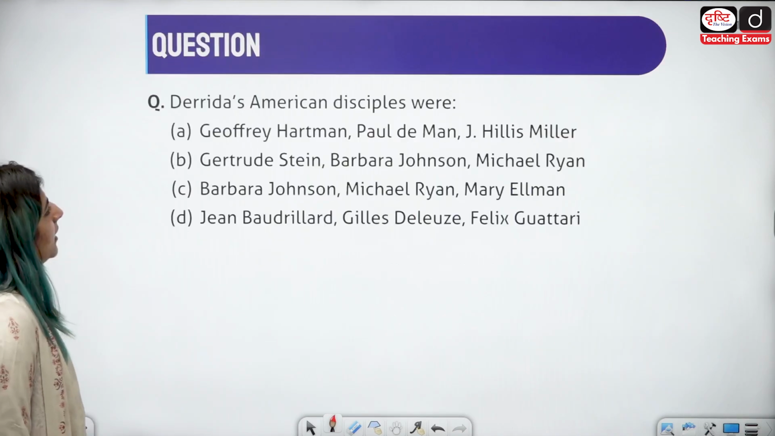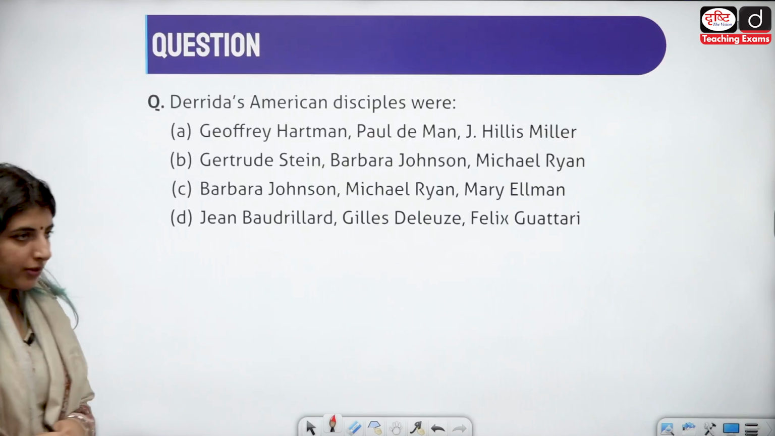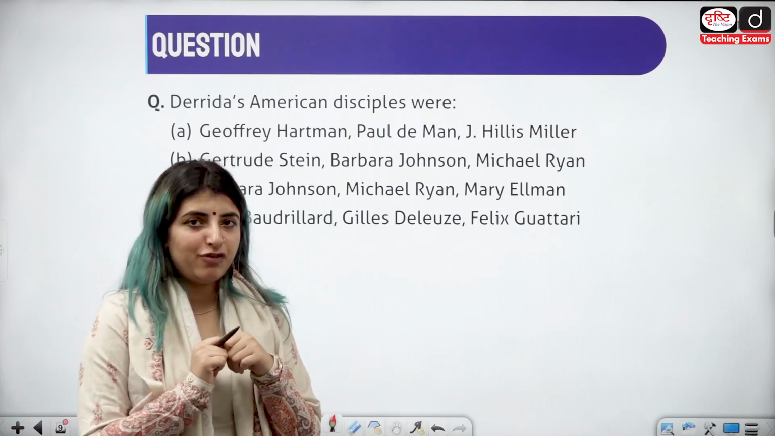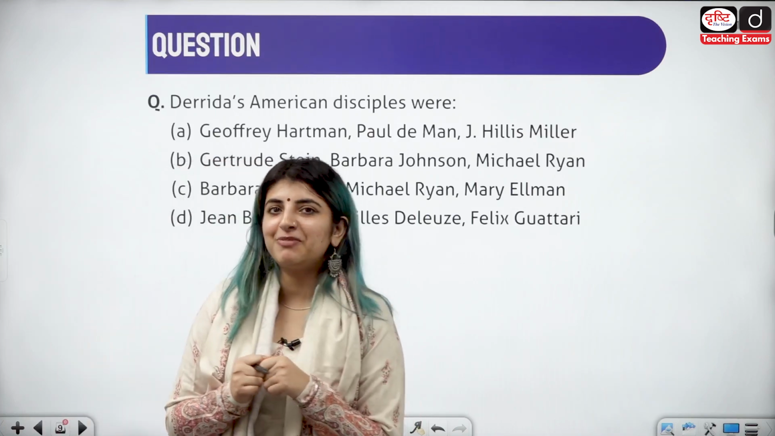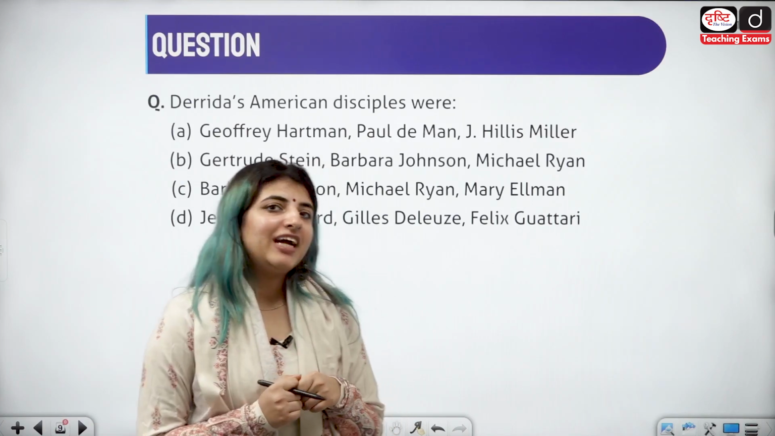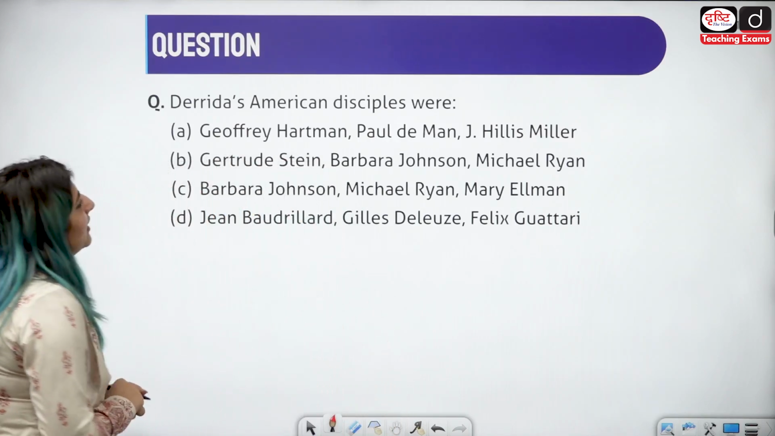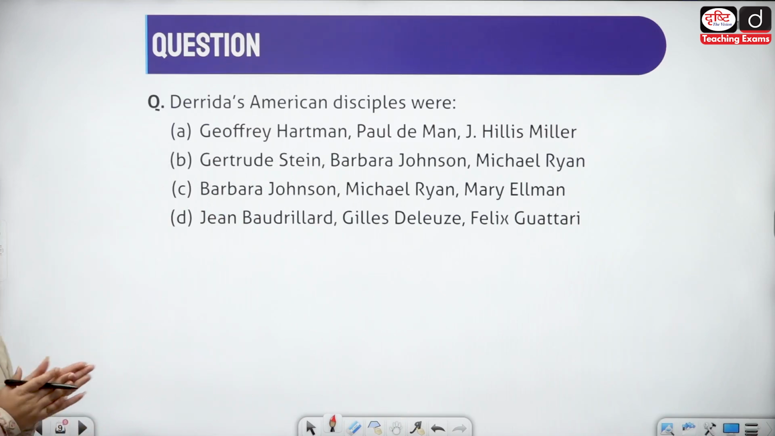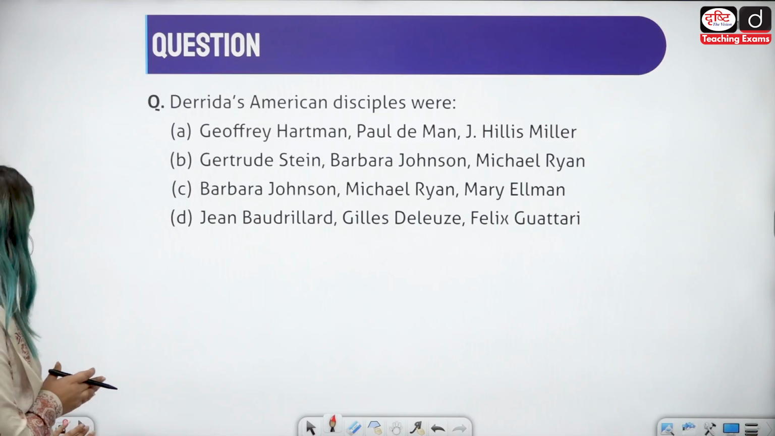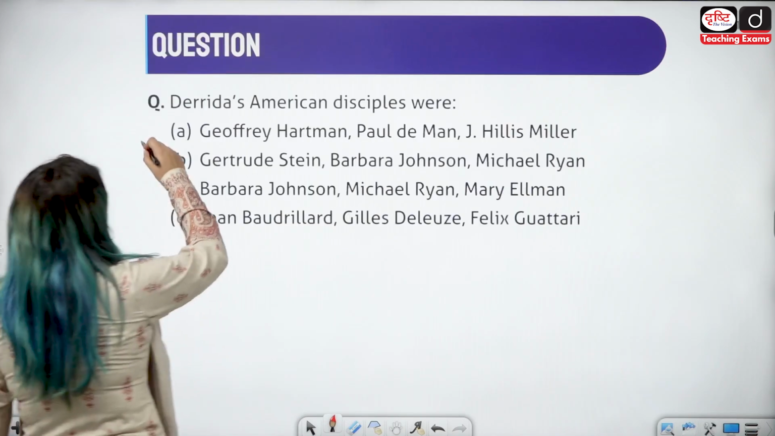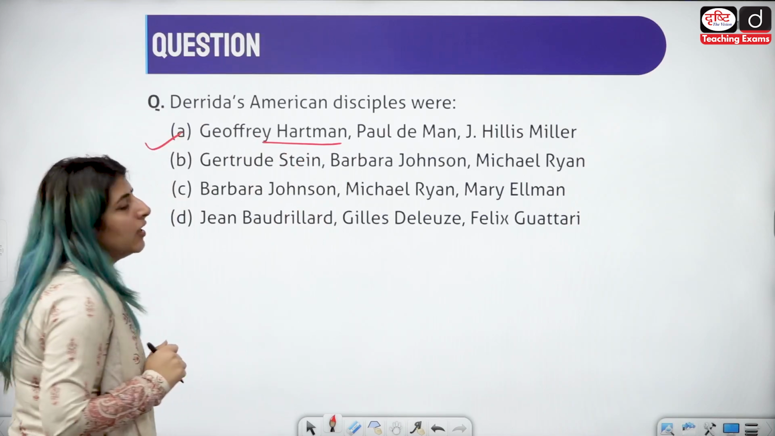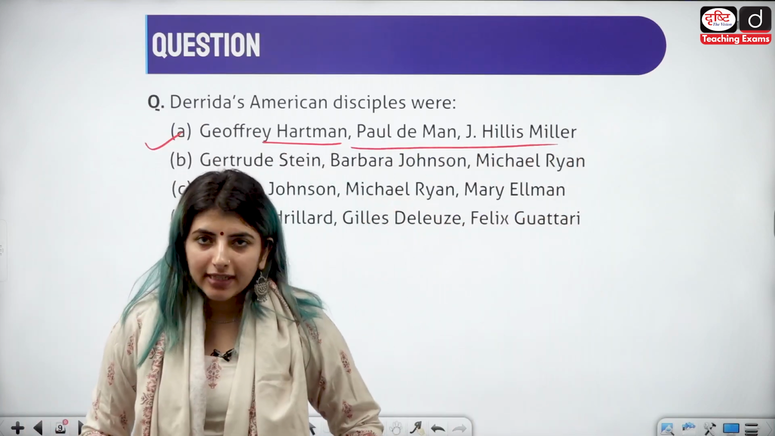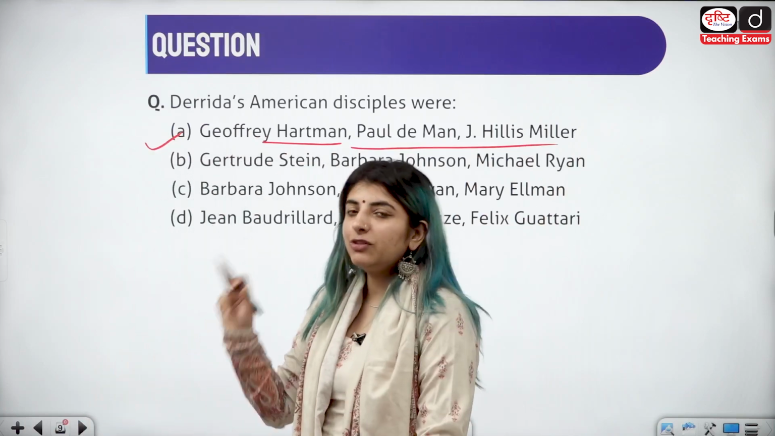Next question. Derrida's American disciples were. I have tried to give you a brief hint of this question in the previous videos where we were discussing the major theorists. So I hope you guys know the answer to this one. The answer to this question, you can pause the screens. The answer to this question is option A, that is Geoffrey H. Hartman, Paul de Man and J. Hillis Miller.